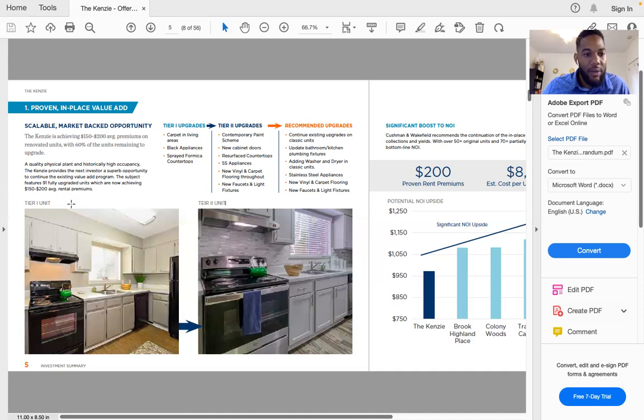So it doesn't look like the 60% of units that's left on the property is just in 100% classic condition. It looks like they've done some type of upgrades to it. So that's pretty encouraging.